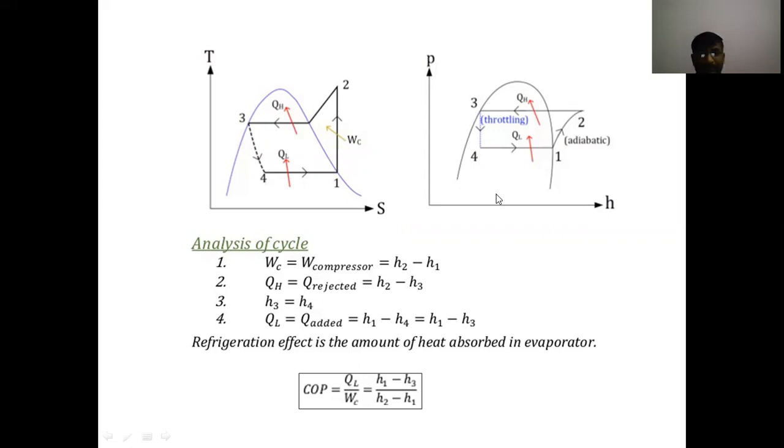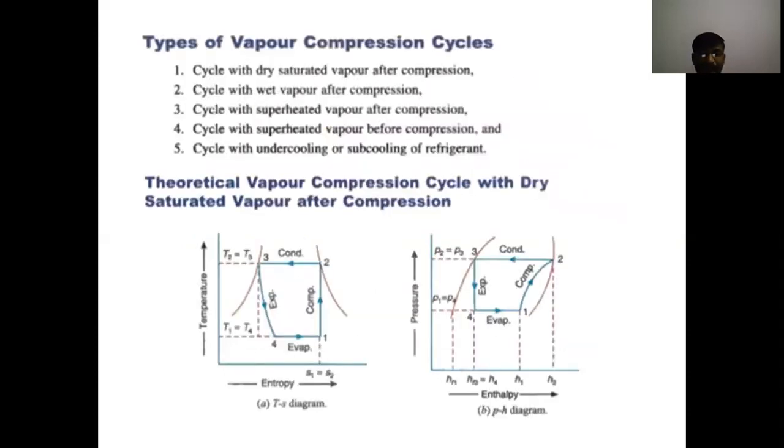In this cycle, we are going to study different conditions. That is, if the state before compression is in the wet region, what happens? If the state before compression is in the superheated region, what happens? How to calculate the enthalpies? And if after compression it is in the wet region, then how to calculate the enthalpy? These are the different types of cycles we are going to study in the further topics.